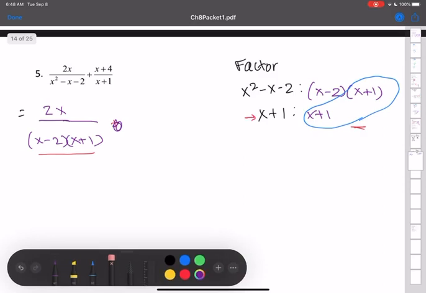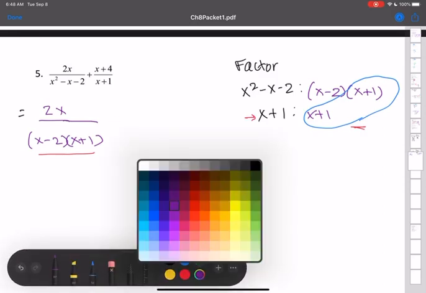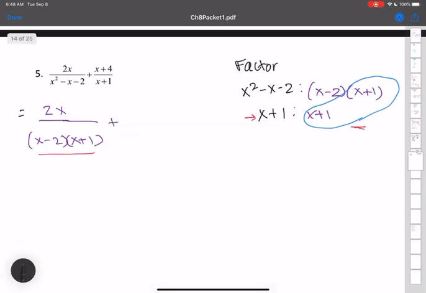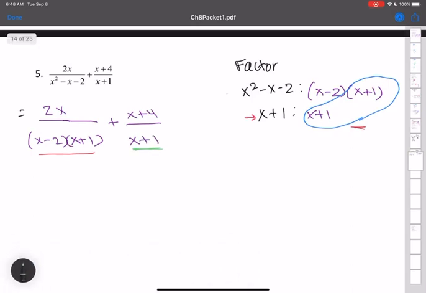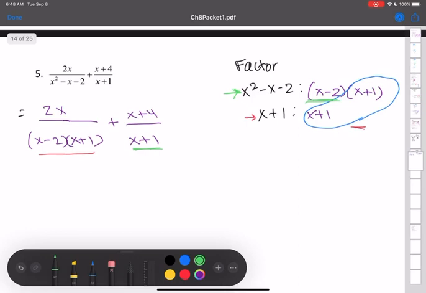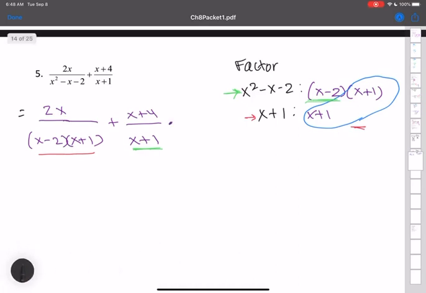whoops, let me erase that here. We're going to have plus, that second one is x plus 4 over x plus 1. So we're looking at the x plus 1. So we go to the other fraction and we look for what factor is it missing. It's missing that x minus 2. So we go ahead and multiply the top and the bottom by that x minus 2.